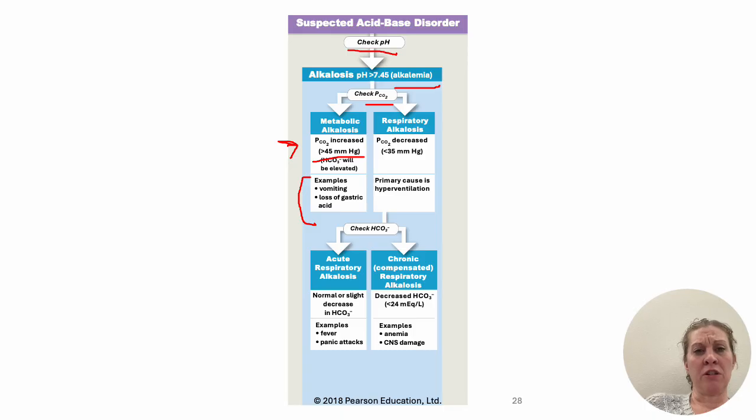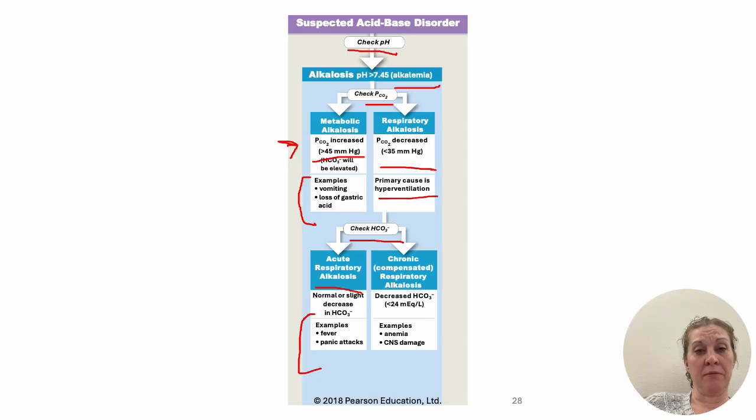If the partial pressure of carbon dioxide is decreased, now you know you have a problem with the respiratory system, and your primary concern comes from hyperventilation, where you're breathing too rapidly. So the next thing you're going to check is the bicarbonate level. And if the bicarbonate level is normal or slightly elevated, then you probably are dealing with respiratory alkalosis. An example would be a fever or a panic attack.